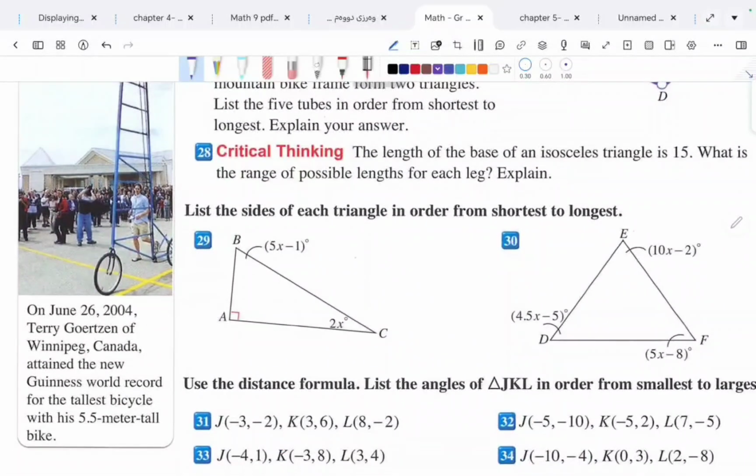Then in this case, they ask for what? List the sides of each triangle in order from shortest to longest. Let's see how I can solve it. In this case, you have to add all the angles, then it equals what? It equals 180. How can I solve it? It will be 5x minus 1 plus 2x plus 90 equals 180.